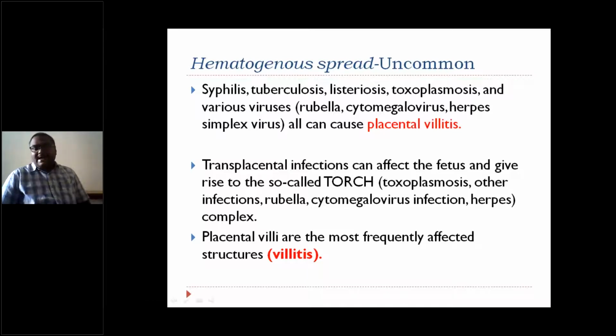Transplacental infection can also affect the fetus and give rise to the TORCH infections: toxoplasma, rubella, cytomegalovirus, and herpes simplex. In all these, the placental villi are the most commonly affected, so we call it villitis. I already emphasized this terminology.